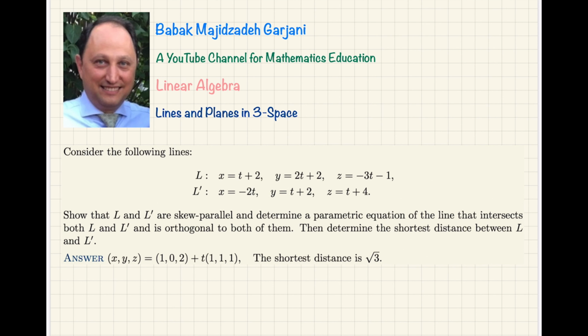To show that these 2 lines are askew parallel, one good possible way is to rule out the 3 other possibilities. We show that L and L prime cannot represent the same line. They cannot be parallel and they cannot be intersecting. So there is only one possibility left. This means that L and L prime have to be askew parallel. So that's the strategy that I want to tackle the problem with.